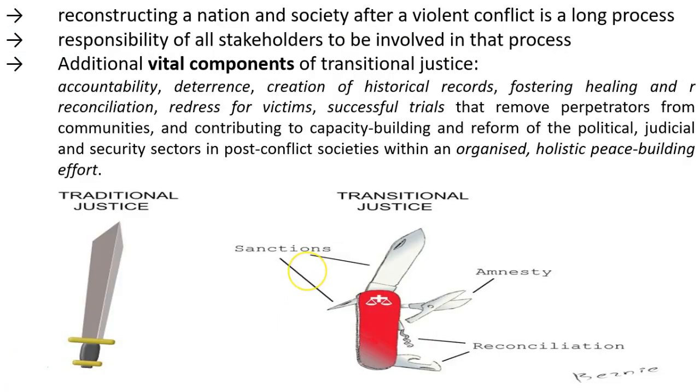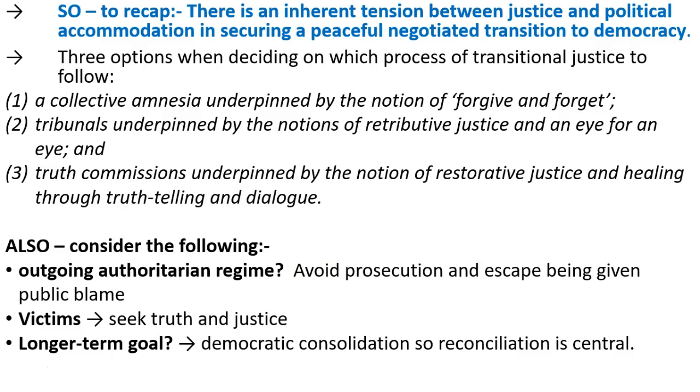I'm going to skip the slide in the interest of time here and just recap that we know there's a tension between justice and political accommodation in securing a peaceful negotiated transition to democracy. So there are three options when a country decides what process they're going to engage in. One, they could engage in a collective amnesia, underpinned by the notion of, let's just forgive and forget. Or two, they can use tribunals, underpinned by the notions of retributive justice and an eye for an eye principle. And three, they could use truth commissions, underpinned by the notion of restorative justice and healing through truth-telling and dialogue.